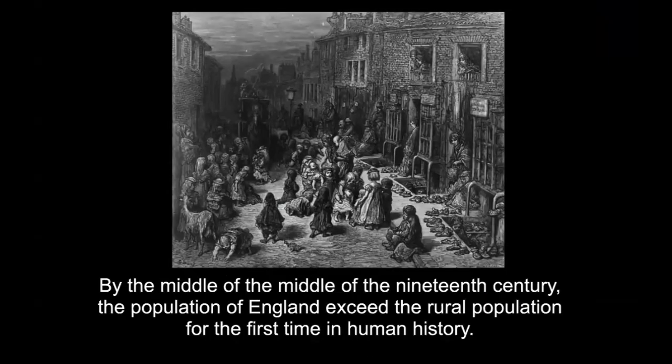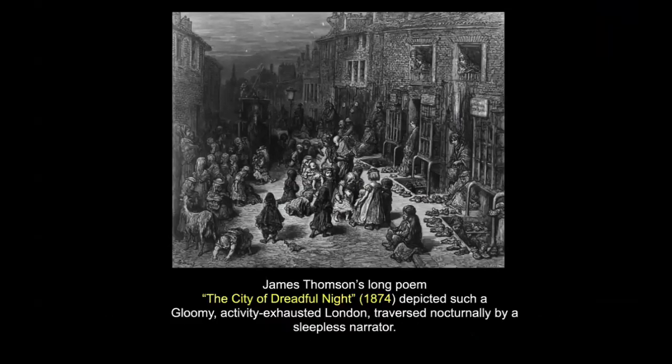By the middle of the 19th century, the urban population of England exceeded the rural population for the first time in human history. I'm going to just point out a few other works from the Victorian period. I don't know if you're familiar with James Thomson's long poem, The City of Dreadful Night. It depicted a gloomy, activity-exhausted London, traversed nocturnally by a sleepless narrator.